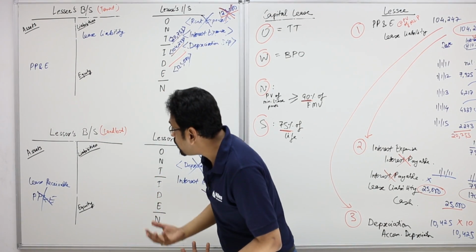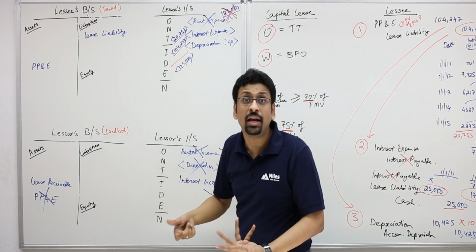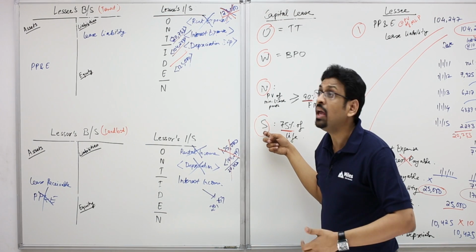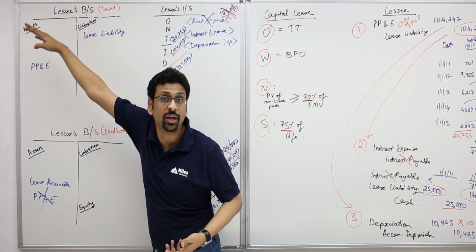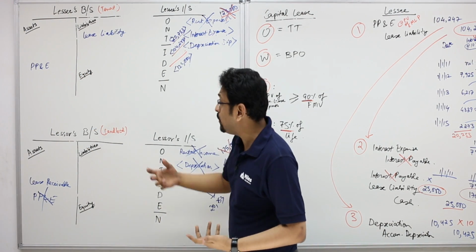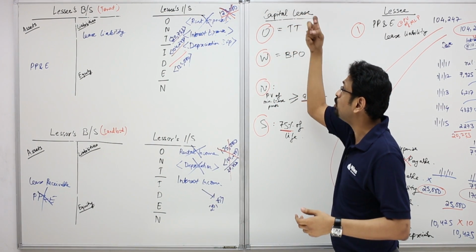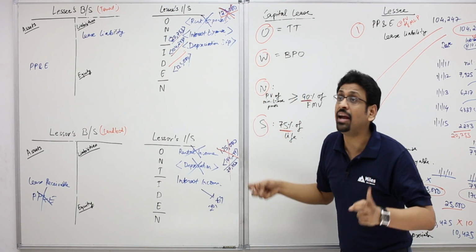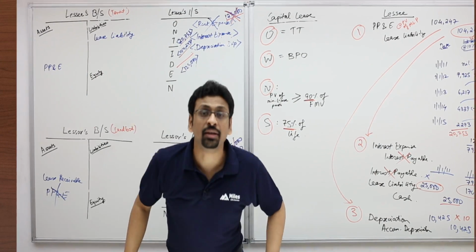Now, if the original lease between the lessor and the lessee was a capital lease, but due to N or S criteria, even in that case, the sublease is treated as an operating lease. But if the original lease between the lessor and the lessee was a capital lease due to the O or W criteria, only in that case the sublease is treated as a capital lease.